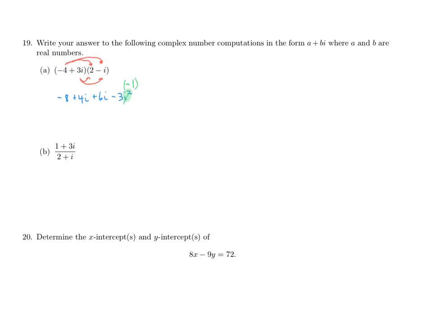Okay, so we have negative 8, 4i and 6i would give me 10i, and then I have negative 3 times negative 1 would give me plus 3. And now the negative 8 and the 3 are both real parts, so I can add those together. So that would give me negative 5 plus 10i, and that would be the solution.